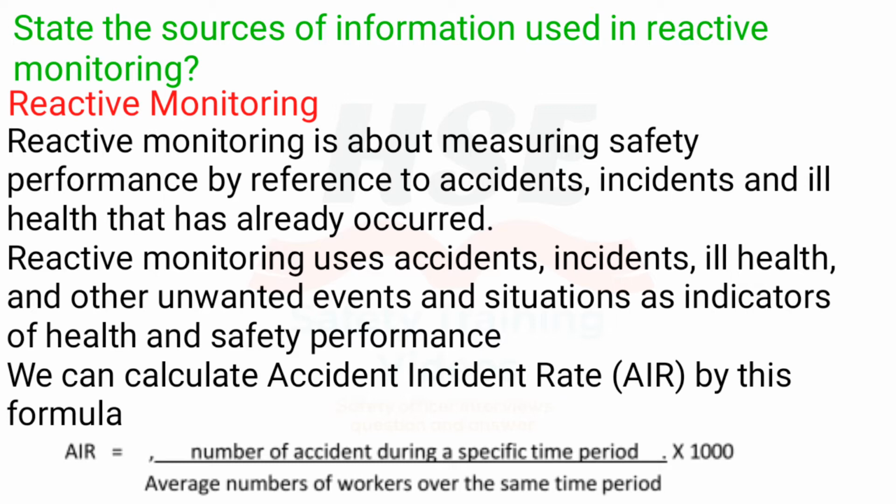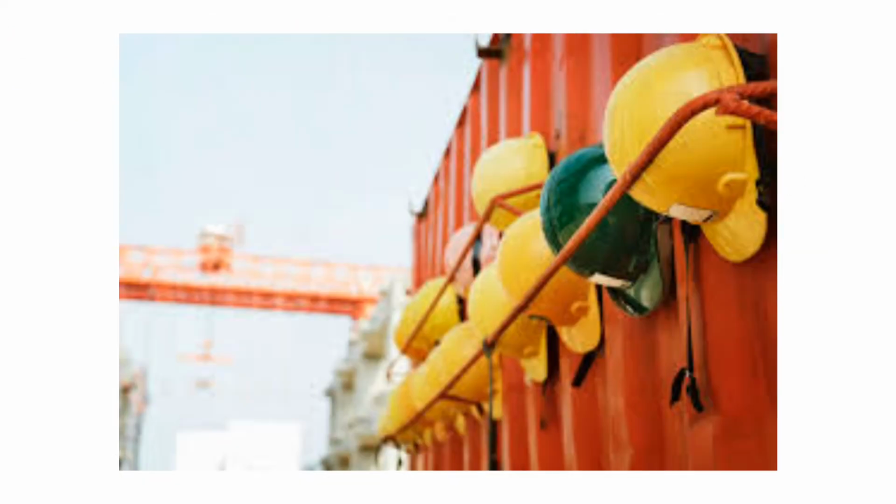We can calculate the accident incident rate, AIR, by this formula. AIR equals the number of accidents during a specific time period x 1000, divided by the average number of workers over the same time period.